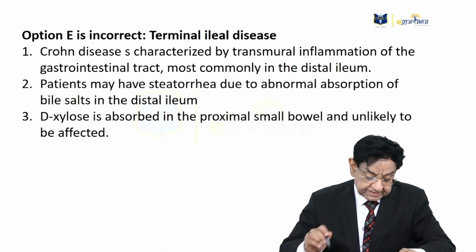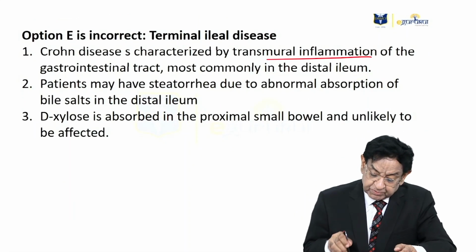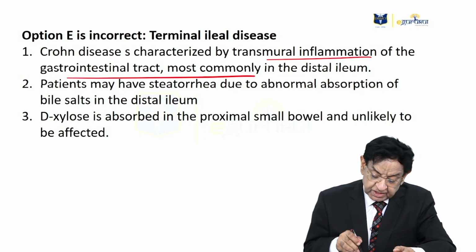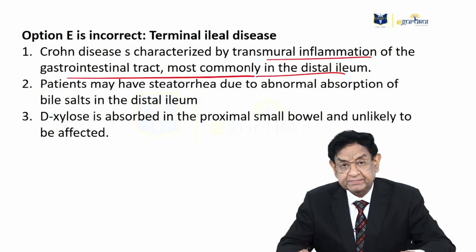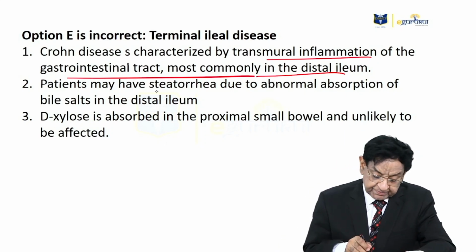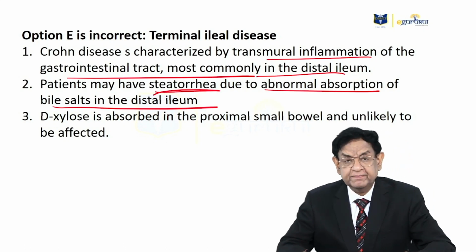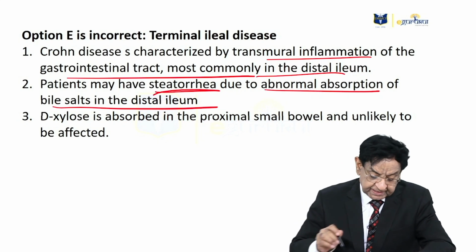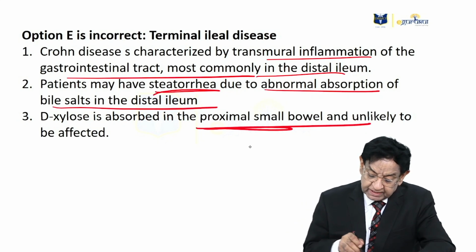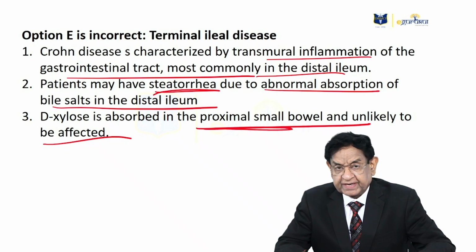Terminal ileal disease, Crohn's disease, is characterized by transmural inflammation of the GI tract, most commonly in the distal ileum. Patients may have steatorrhea due to abnormal absorption of bile salts in the distal ileum. And D-xylose is absorbed in the proximal small bowel, so it will not be affected.